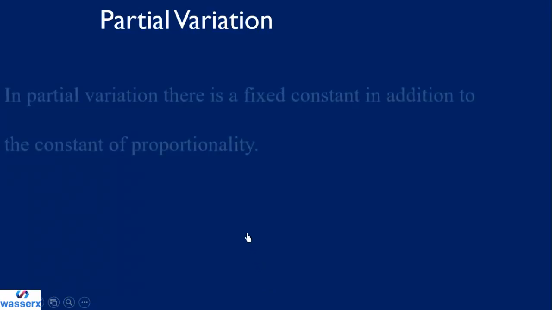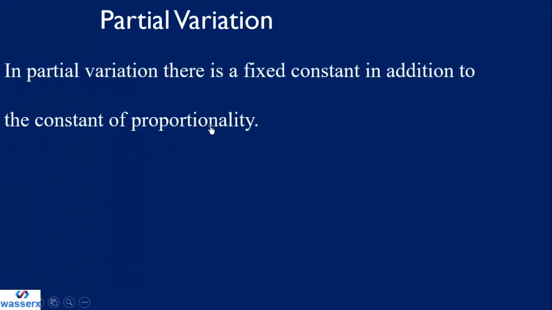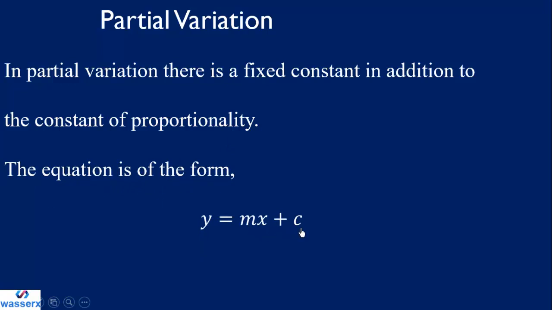Partial variation. In partial variation, there is a fixed constant in addition to the constant of proportionality. So the equation is of the form y equals mx plus c, where c is a fixed constant. This c could be the fixed price of an item or the fixed cost, that is the initial cost needed to start up a business. Then m is the constant of variation.